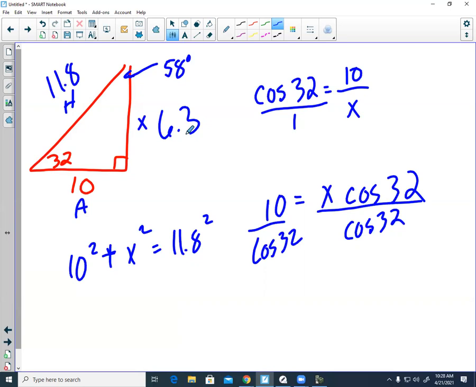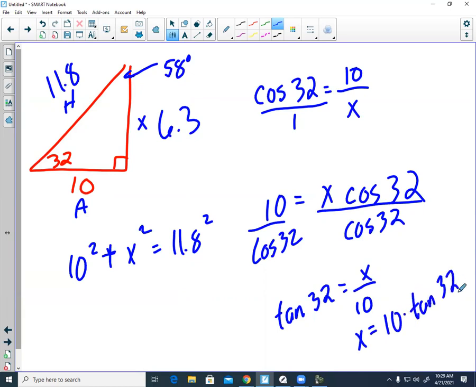10 times sine of 32? You'd have to use tangent. So if you're using the opposite, where x is right now, yeah, you have to use tangent, but you could still do that. You would start out and say the tangent of 32 is going to be equal to x over 10. So x equals 10 times the tangent of 32. But yes, you could do that too.